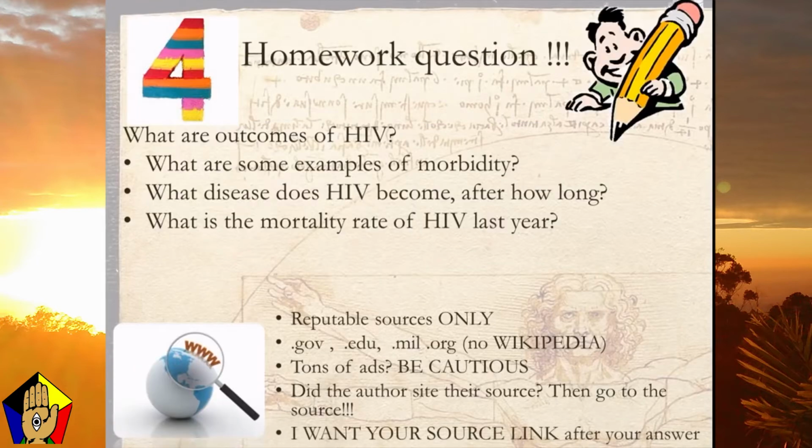Next question. So homework question number 4, write it down. What are the outcomes of HIV? So I want you to tell me in this outcomes of HIV, what are the examples of morbidity? Okay. What disease does HIV become and after how long? Which I'm hoping you don't have to look that one up. But maybe how long? How long does it take to become that second disease?